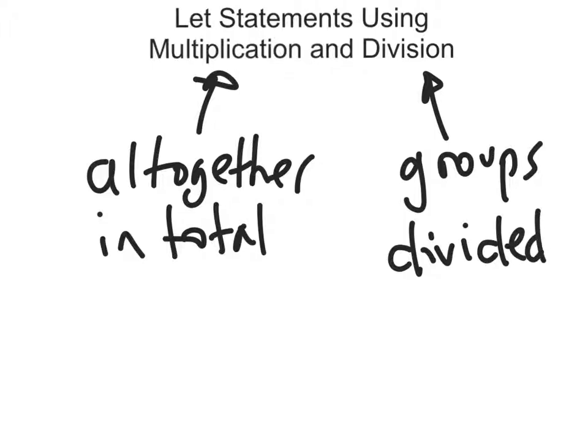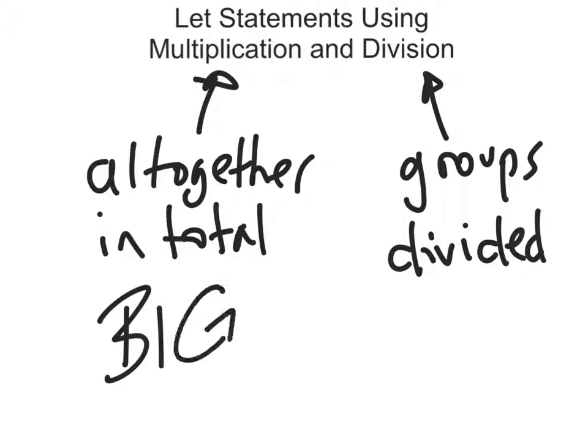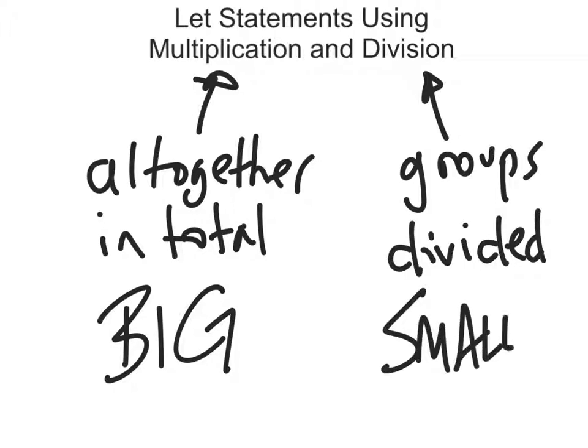Divided for division. So multiplication is going to get bigger. You're going to get a big answer. And division is you're going to get smaller, because you're grouping things. Okay?